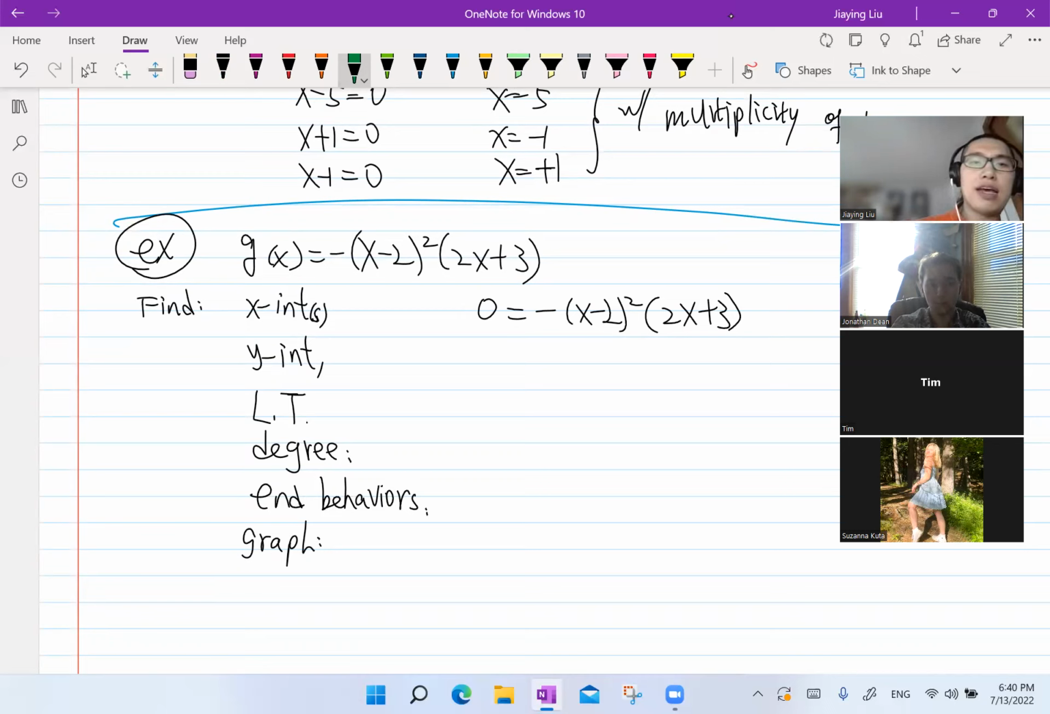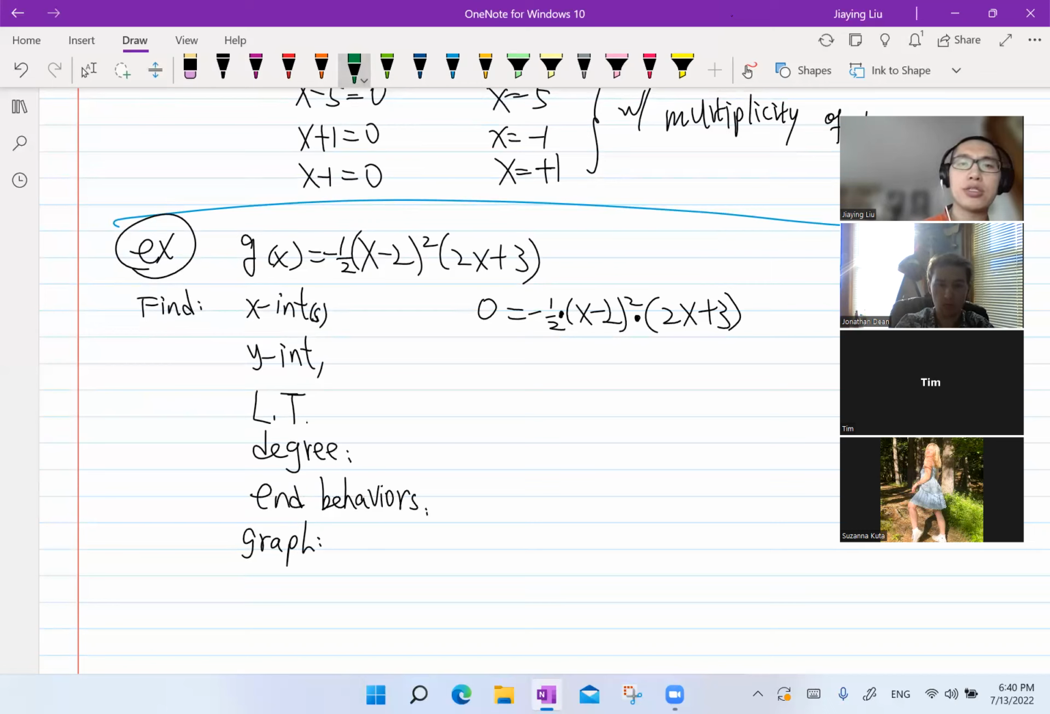Instead of having negative, I'm going to make it -1/2 as a coefficient at the front. I want to show you this because that's a common mistake when we find the x-intercepts. For example, here we have 0 equals -1/2 times (x minus 2) squared times (2x plus 3).